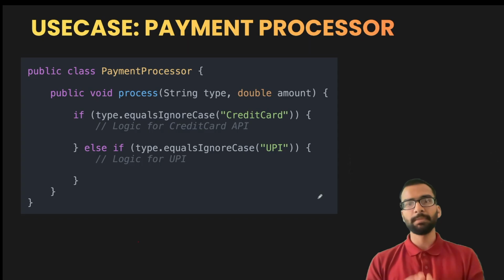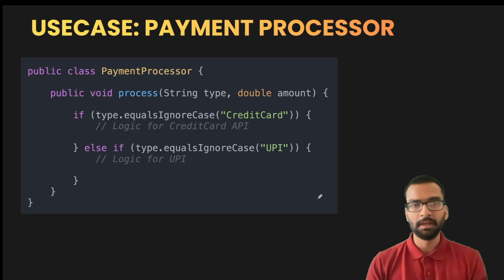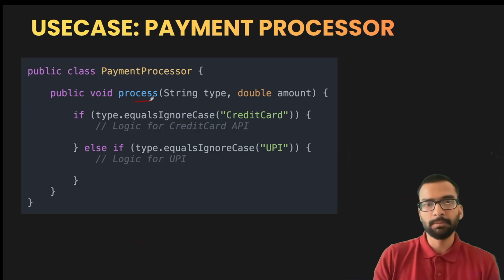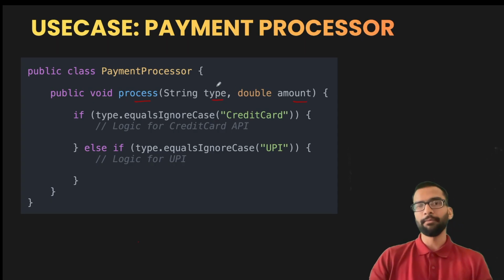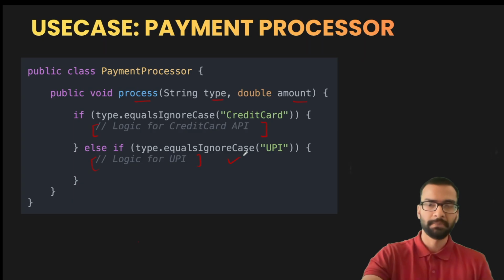So the given example is a payment processor. Whether you are running your e-commerce business or any other business, you have to process customers' payments. Let's say you have a method process which has two parameters, type and amount. Based upon the type of payment you have to process, like credit card or UPI, there is a logic of processing that payment. It might be calling the credit card API to complete the payment, and here calling the UPI API to complete the payment.